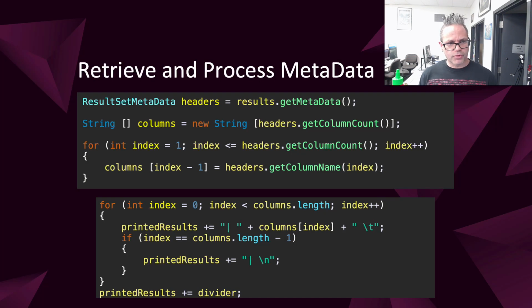So I'm going to retrieve and process the metadata right here. I have a ResultSetMetaData headers, which is assigned the value of results.getMetaData. We saw that created inside the try-with-resources block earlier. I make a string array named columns, where I create a new string array passing the getColumnCount parameter. Like, oh, that's how big it's going to be.